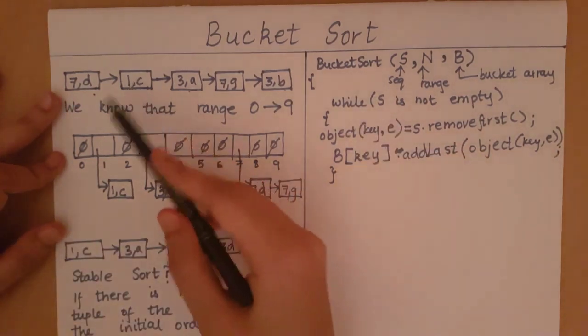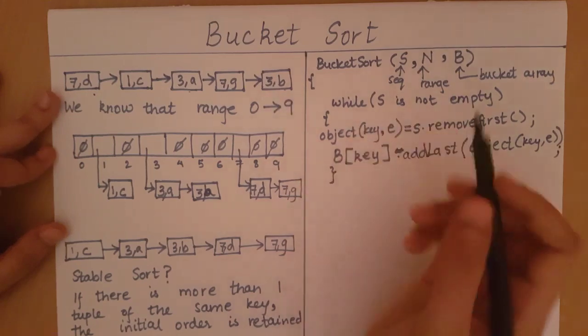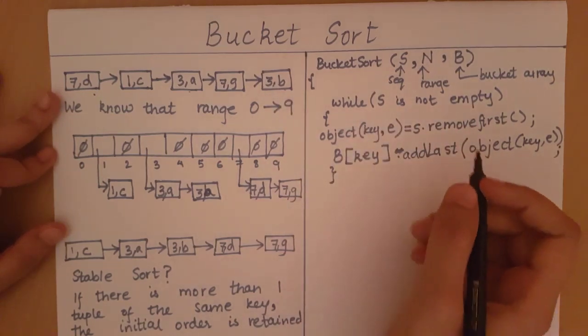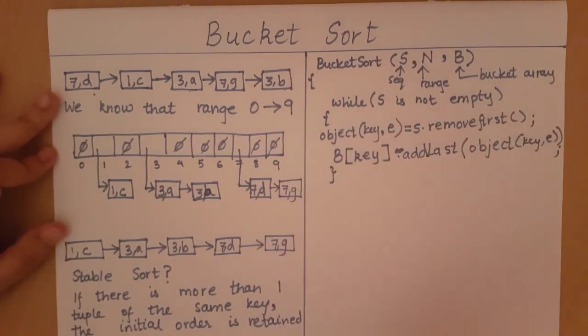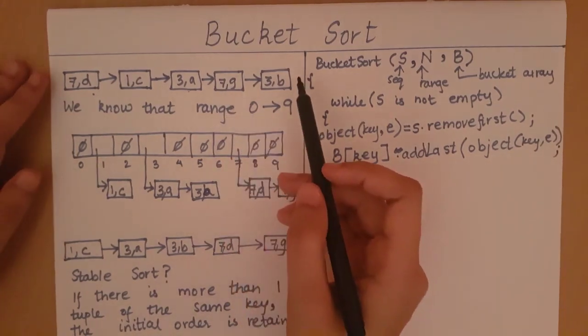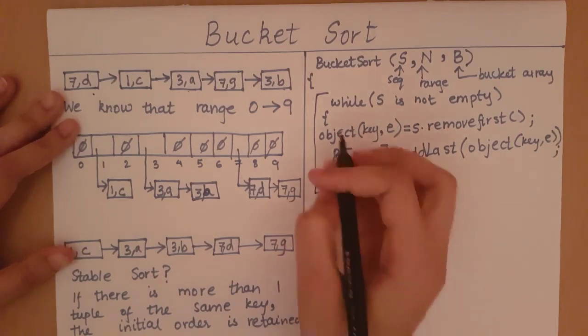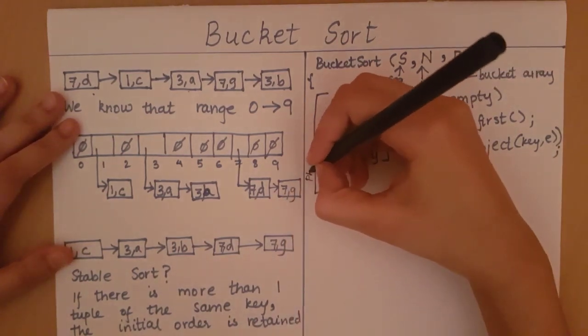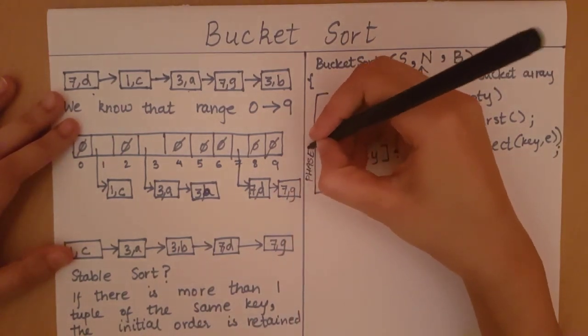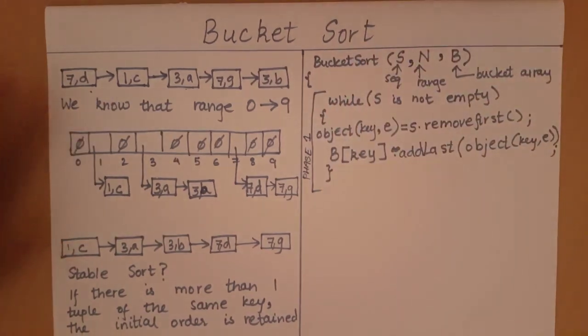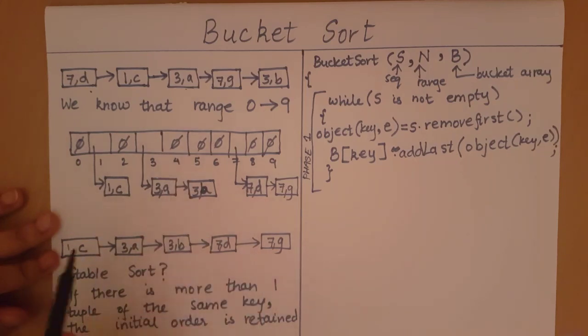We will keep removing from the initial list until the list is empty. So while the list is not empty, I want to add from the initial list into the bucket array. Let's call this whole thing phase number 1. Now let's go to phase 2 of bucket sort, which is this part, which we are taking out from the bucket array and inserting into a linked list.